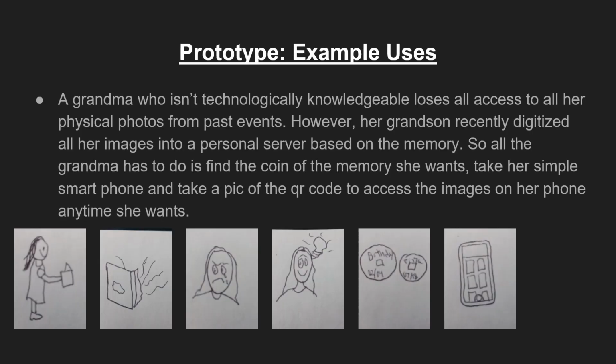One example use of this prototype is a grandmother who may not be too technically inclined. She has a smartphone, doesn't really take a lot of pictures with it, and knows how to do basic things like call, text, and occasionally take a photo. Let's say she has a whole bunch of picture books, right? And at some point, the house burns down or something happens, and the pictures are destroyed.